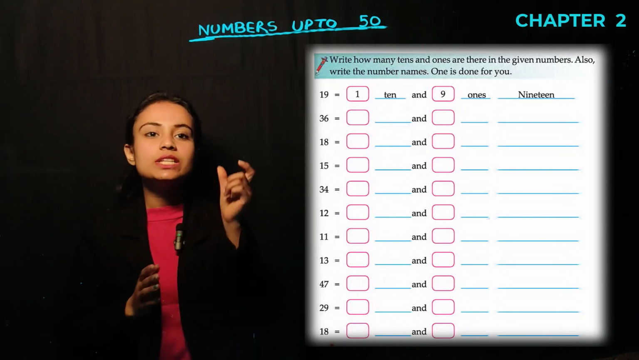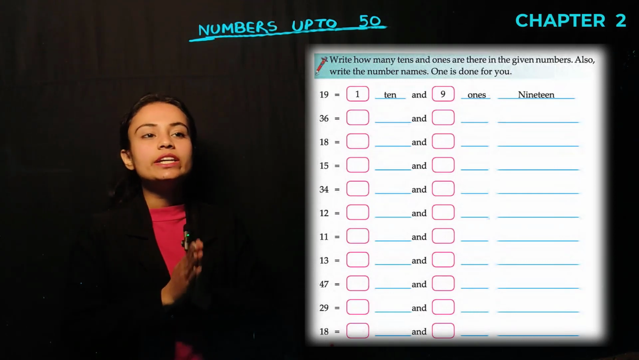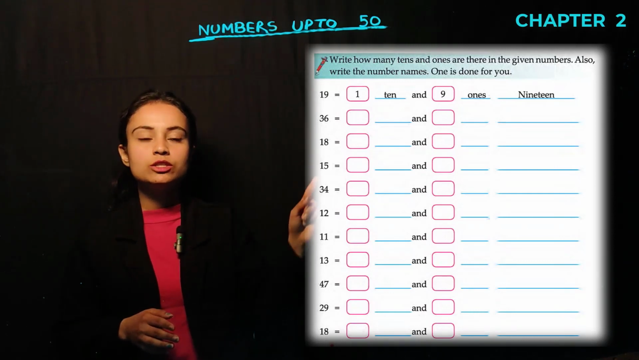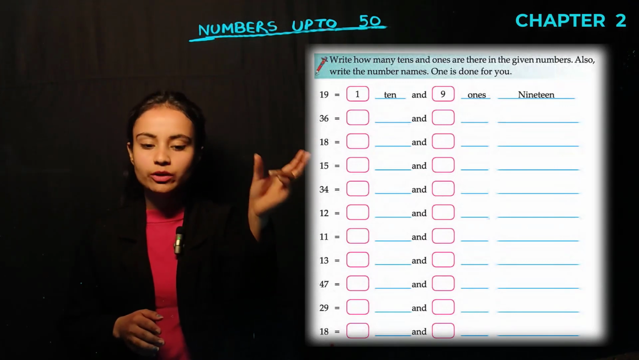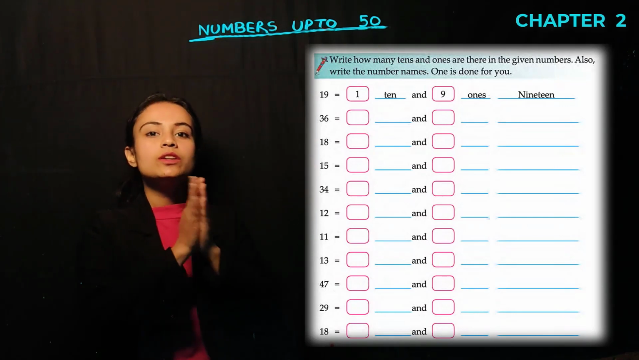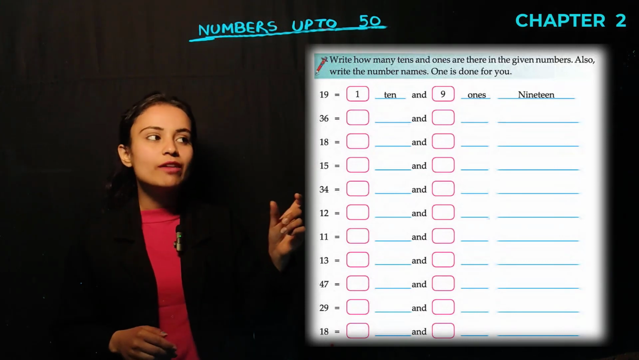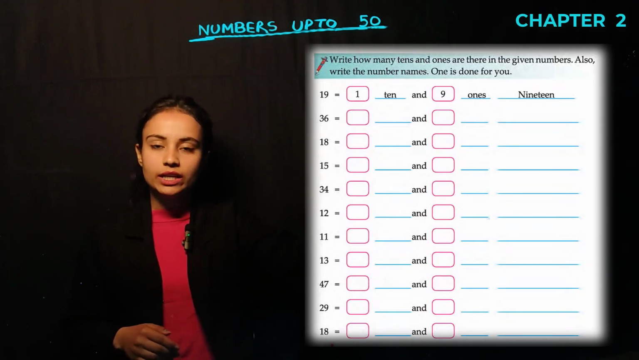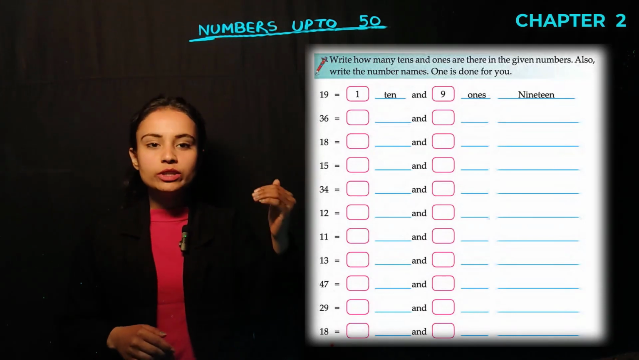The number is 19. So in 19, there is 1 tens and 9 ones. So 1 and 9 are already written. 1 and 9 becomes 19. So we have to write its name also, which is NINETEEN. Similarly, let's do the other part.